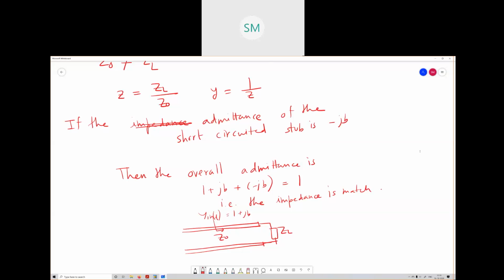If the point 1 plus JB is somewhere where there is some joint or something, we just cannot put a stub. So it is difficult to match. Is this clear? Disadvantage is that we cannot put the stub practically in any position we like. Is it okay? Any questions? Okay. So this disadvantage is countered with double stub, which is the topic of today's class.